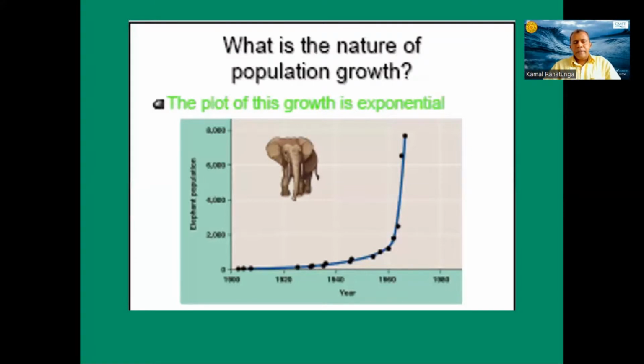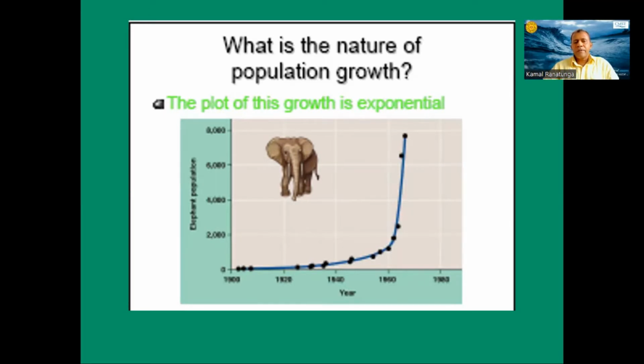Now you can see this kind of exponential growth even in elephants, right? These data actually come from one of the experiments on elephants. You can see it's long-term research. They have done research for a long period of time. Based on that data, they have plotted this graph, and it looks like exponential growth. So imagine that the elephant population is showing exponential growth.